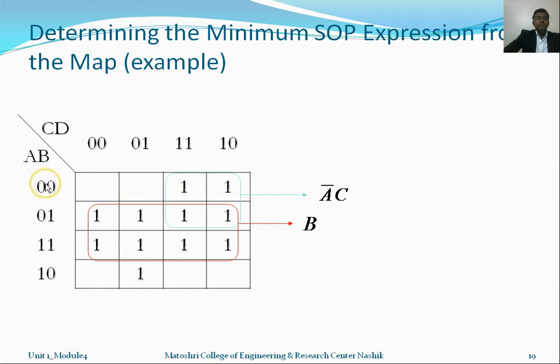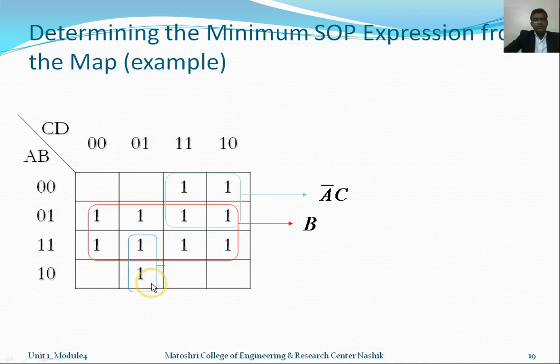So from the row side we get A, and from the column side the value of C is constant, so we get C. So it is A complement, B... the value of A is 0, so it is complemented in case of SOP, and similarly C is complemented. In this way we calculate the expression from the grouping.